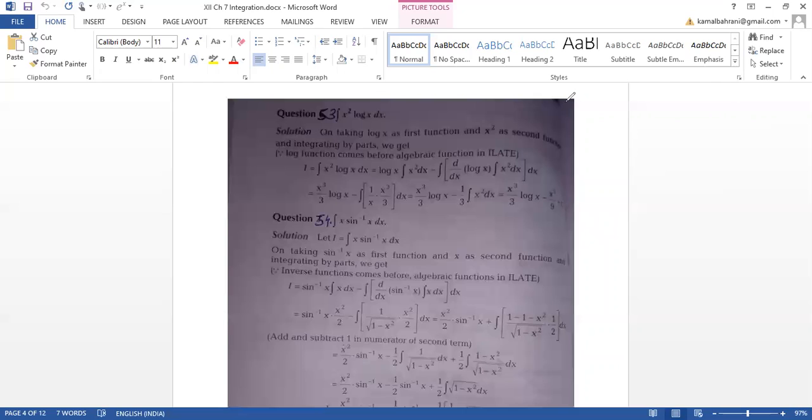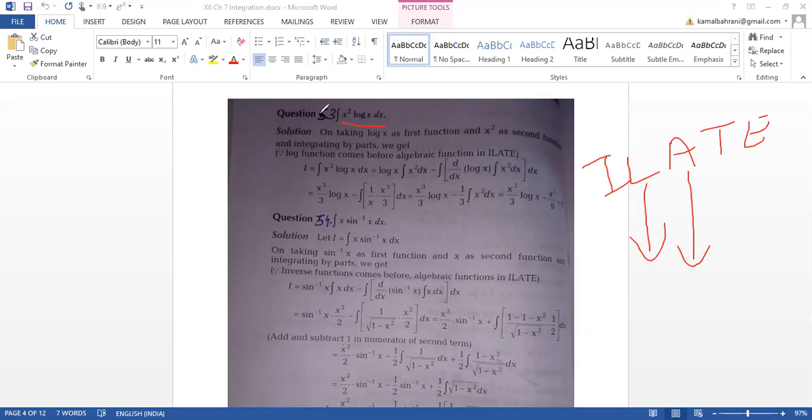Let's see. The question is x square log x. Now through ILATE, I-L-A-T-E. Just see, we are having one algebraic function and one logarithmic function. So I told you logarithmic function will be taken as the first function. Clear? And algebraic function x square will be taken as the second function. So what we will do? x square log x, first function as it is, integration of second, integration of x square dx, minus integration of d by dx of log x into integration of x square dx, whole integration.